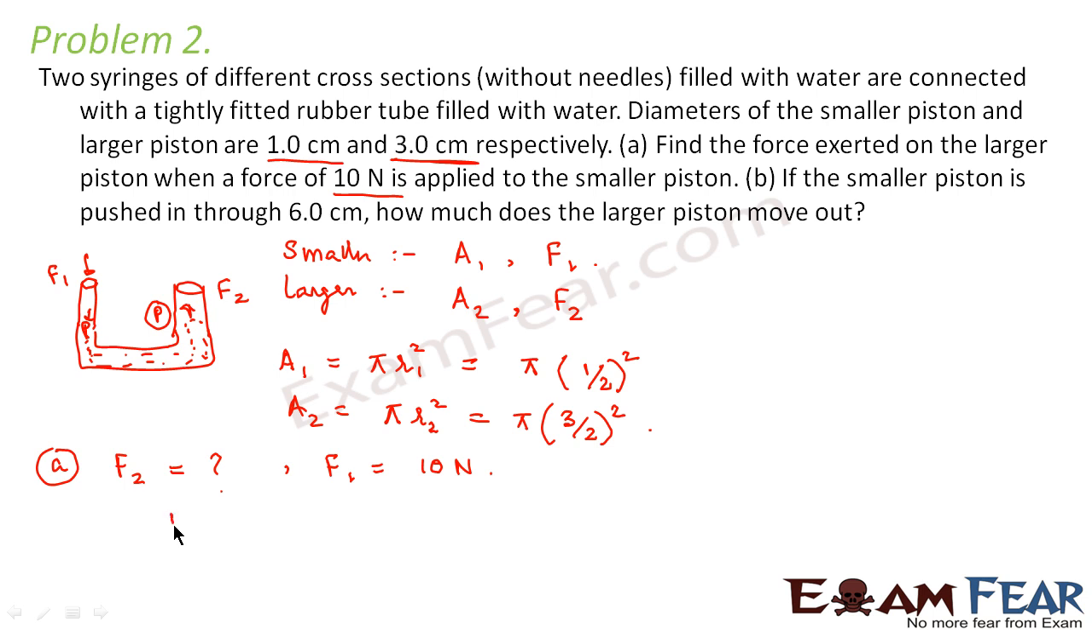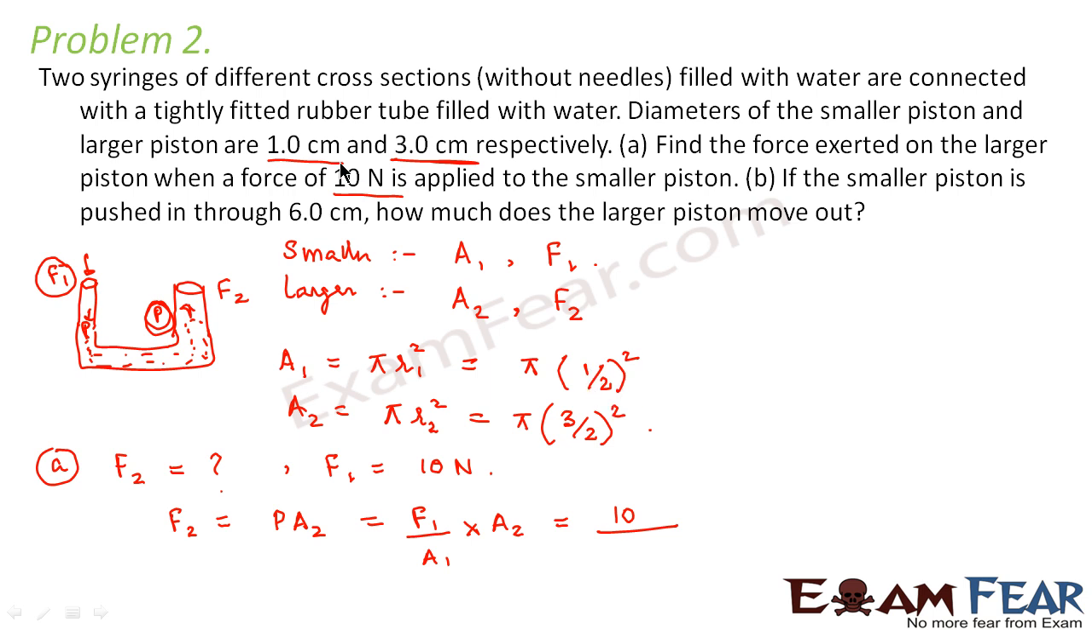So what we can say? We can say that the force which is generated on the larger piston is nothing but pressure into area 2. Now this pressure, how is this pressure generated? It is generated due to F1. So we can write this pressure is nothing but F1 by A1. So this is F1 by A1 into A2. So we can put the value of F1 as 10 Newton. What will be A1? A1 would be pi 1 by 2 whole square.